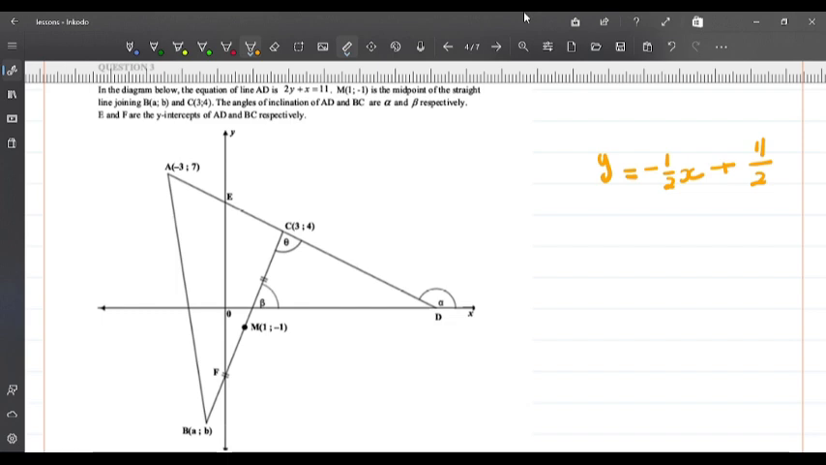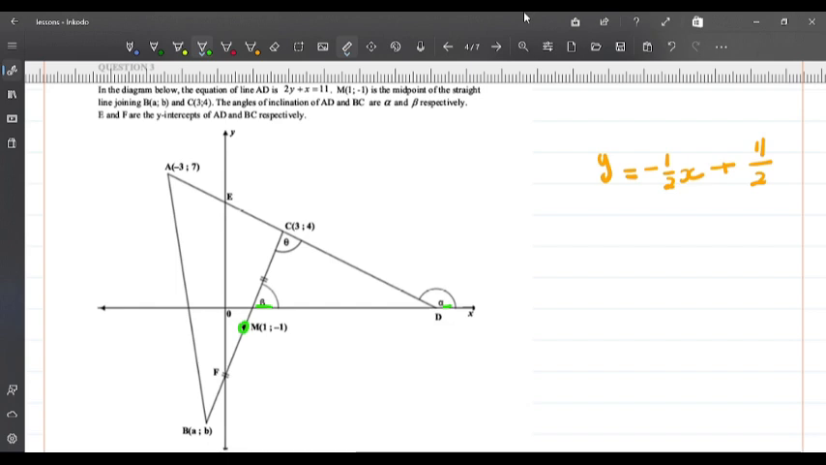Now let us continue with the questions that we are given. Basically analyzing this information, they're also telling me that M is the midpoint of the straight line joining B and C. The angle of inclination of AD, so where exactly is AD? The angle of inclination of AD and BC are A and B respectively. So A and B, these are angles of inclination.